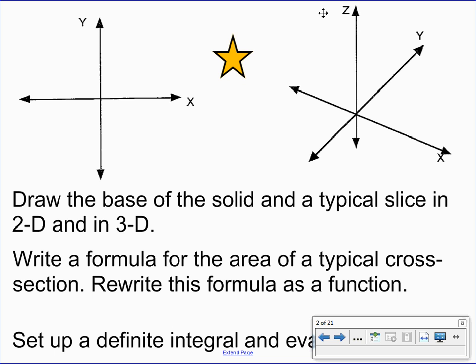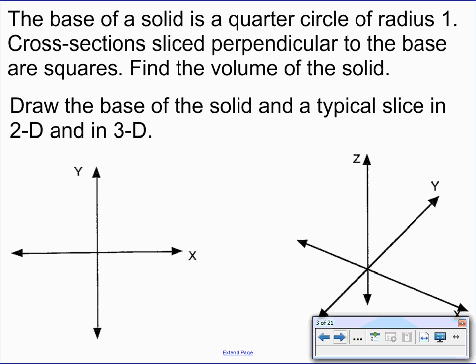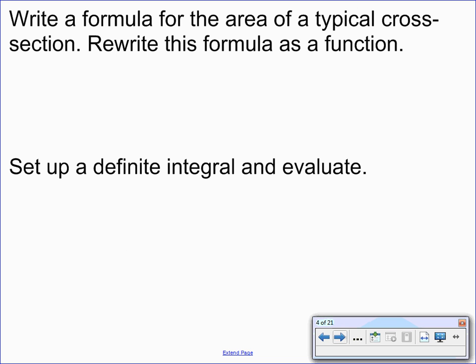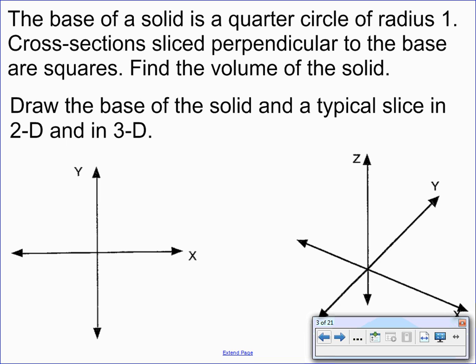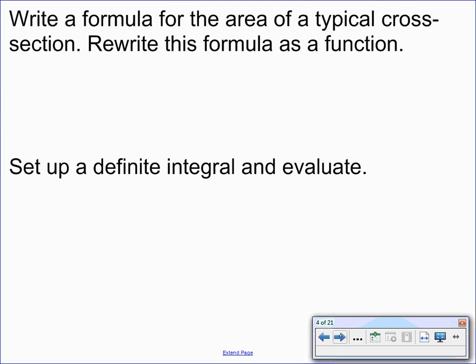So here we go. We'll try one more time. There we go. So one more time, we've got our cross section. That's a circle. We already drew that, and so our cross section rather, that's a square. So the area of our square cross section is given by the formula A equals S squared. A equals S squared. Now we're going to try and rewrite this formula as a function of one variable.